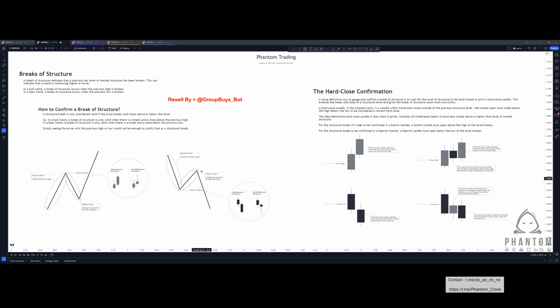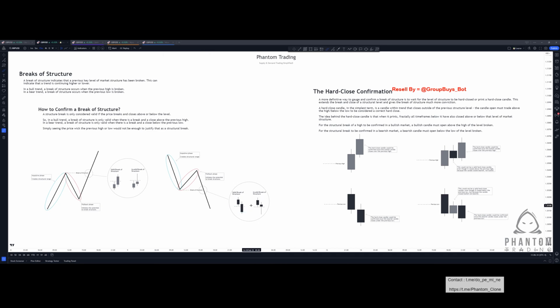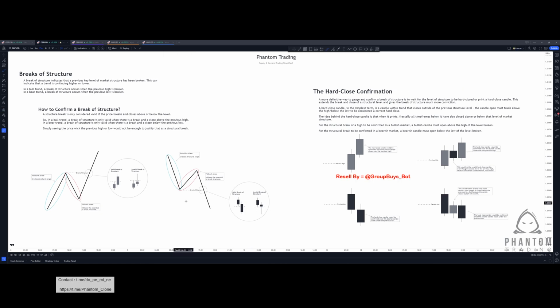And if we flip to a bearish market where we're seeing lower lows and lower highs, we have our previous low and our break of structure potentially happening. What we want to see is a break and close below that previous low. And as we can see, the closing price is below the previous low, and an invalid break of structure would be the wick of the previous low. And as we can see, the close of this bearish candle is above the previous low that we're looking to break. So simply seeing that price wick the previous low is not enough to justify that structural break.